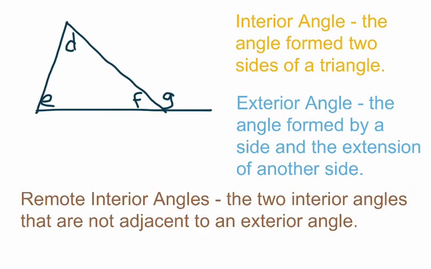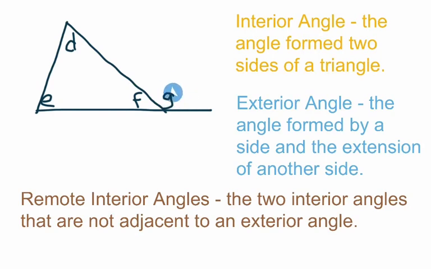We go over those two definitions for interior and exterior angles to then highlight what are called remote interior angles. And for a remote interior angle, it's going to be the two interior angles that are not adjacent to an exterior angle. So here we said before that angle G is our exterior angle. Okay? So angle F is adjacent to angle G. Angle F plus angle G is going to equal 180 degrees because it forms a straight line. The remote interior angles are going to be angles D and E.